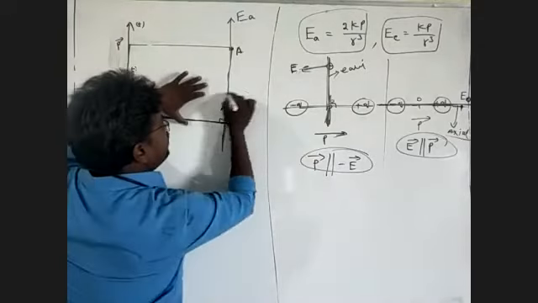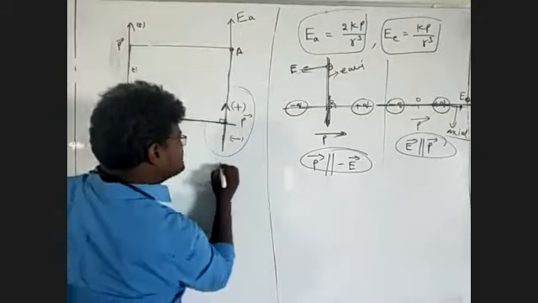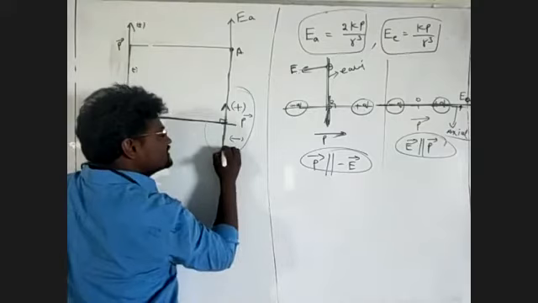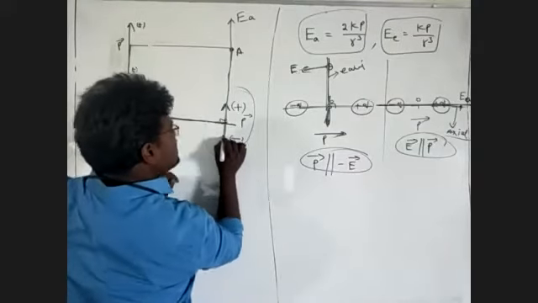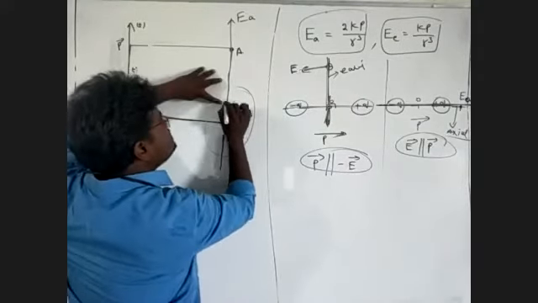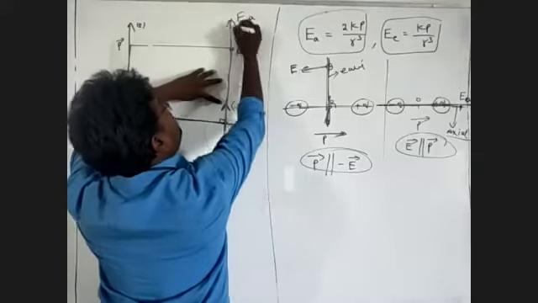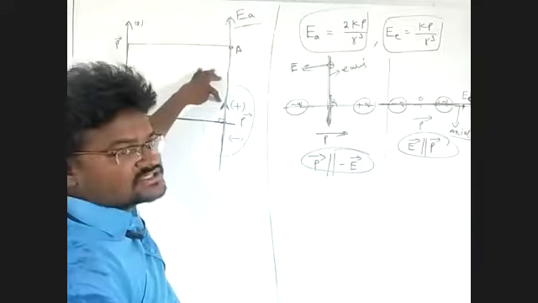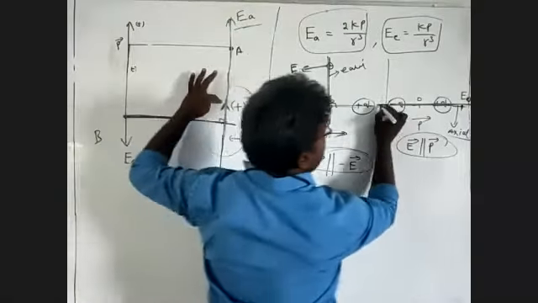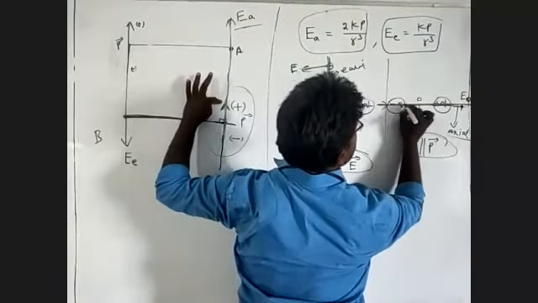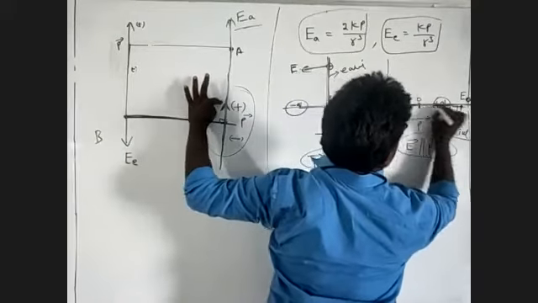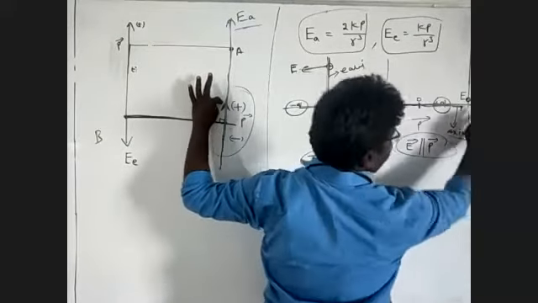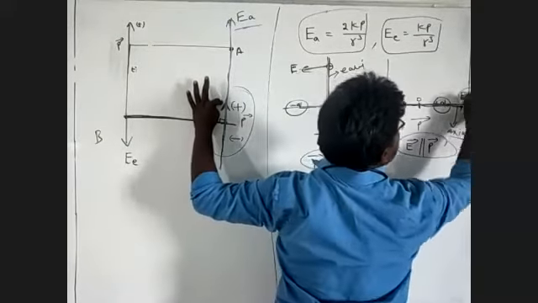Now for this dipole, one straight line passes through the negative charge, the center of the dipole, and the positive charge. This line we call the axial line.